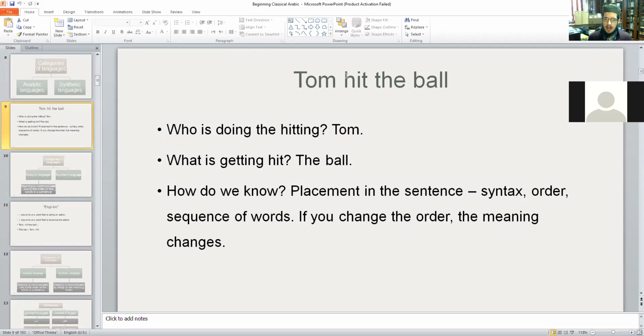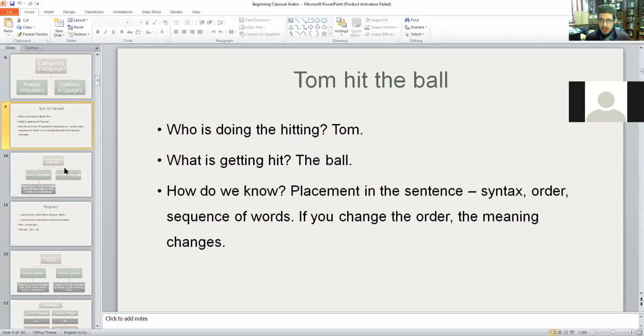We have a sentence here, Tom hits the ball. How do we know who's hitting the ball? Because of what came first. We know that Tom is hitting the ball. We know that the ball is being hit. And all of this we know in the English language due to the order in which the words appear, known as syntax. If I change the syntax of the sentence in English, it changes the meaning of the sentence. I say the ball hit Tom, then all of a sudden the ball is the one who is performing the verb, and Tom is the one who is receiving the verb.